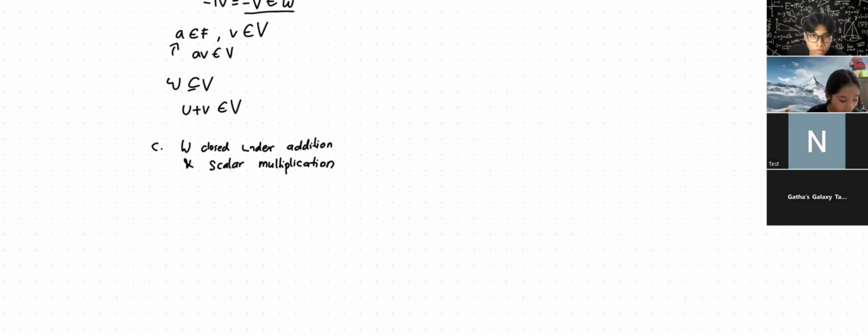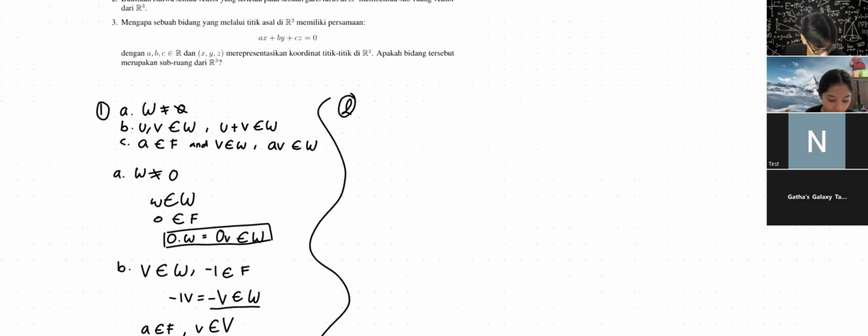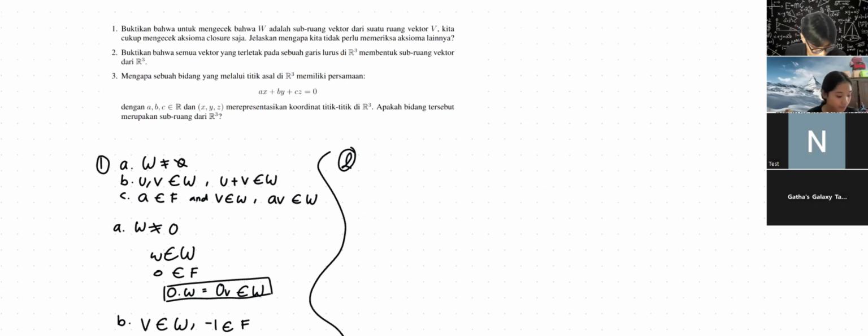Now, that's for the first question. Let's move on to the second question. The second question asks us to prove that each vector on a straight line in R3 makes a subspace of R3.